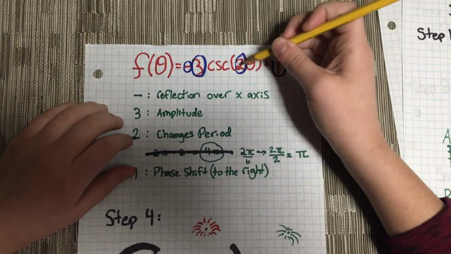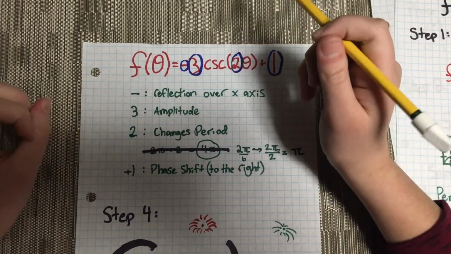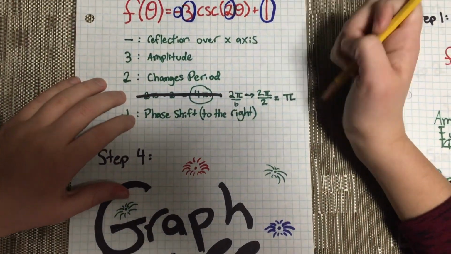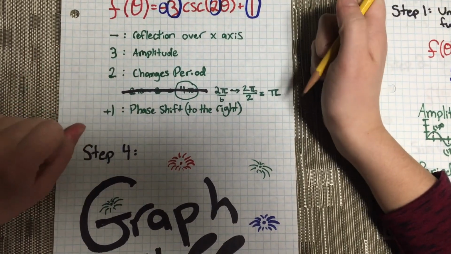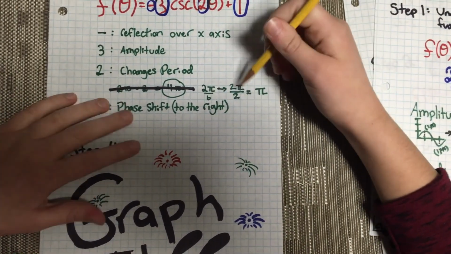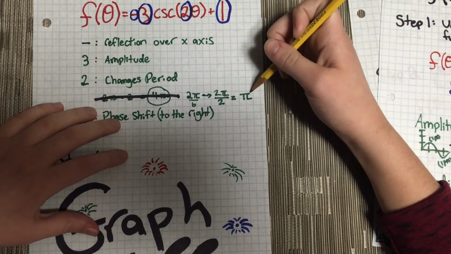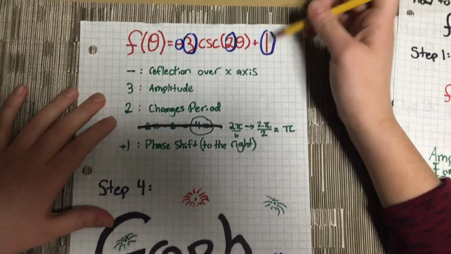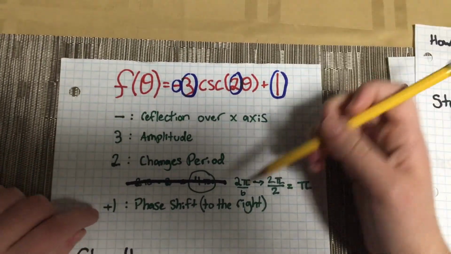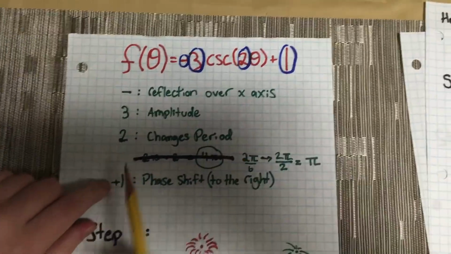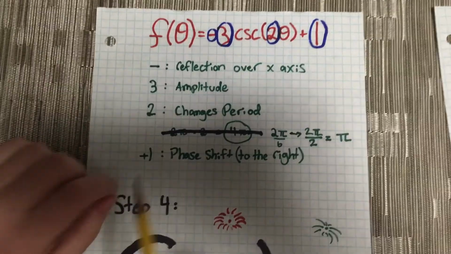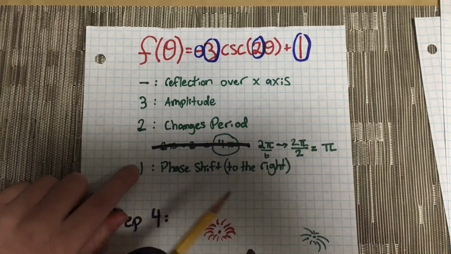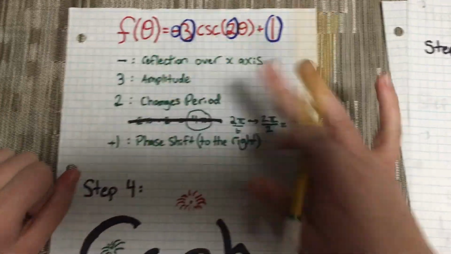Our 2 beside our theta is what is going to change our period. Remember our period was 2 pi over b. That was our formula. So we take our 2, plug it in for b, cross these out, and we just get pi. So pi is our period. And our plus 1 at the end of our big function is our phase shift. Because it's plus, we are going to shift to the right, and plus 1 means we are going to move 1 unit to the right.